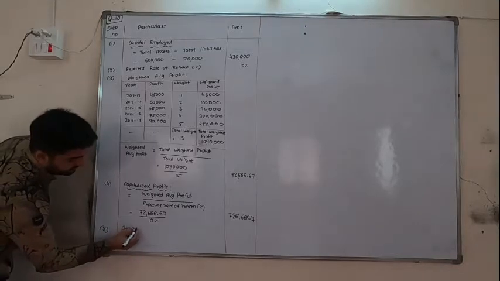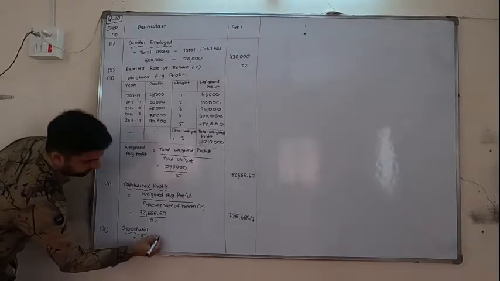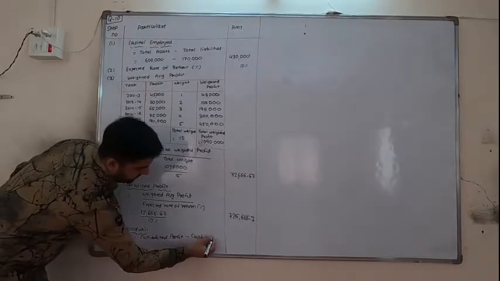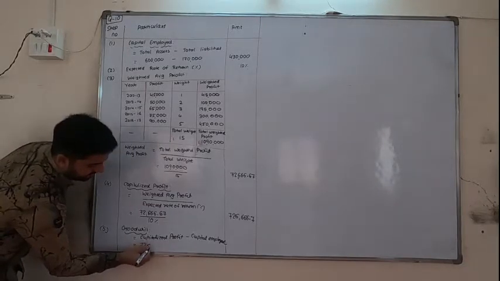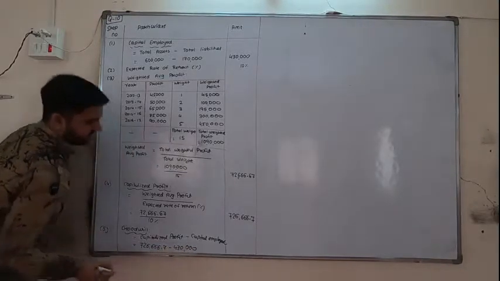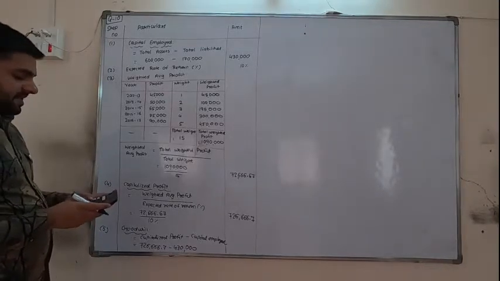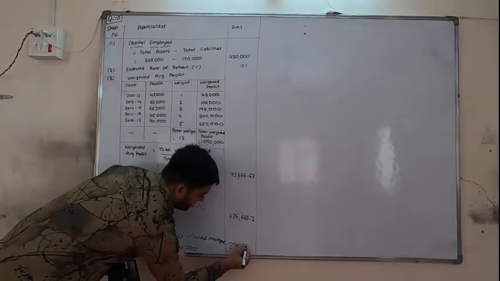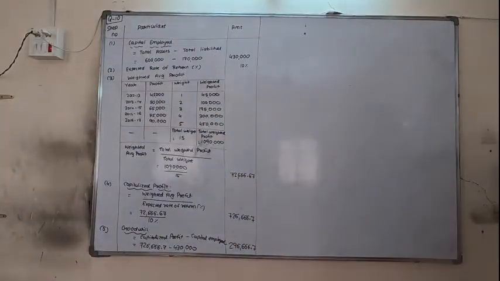Last step is goodwill. Goodwill is equal to capitalized profit minus capital employed. So 7,26,666.7 minus 4,30,000 is 2,96,666.7.